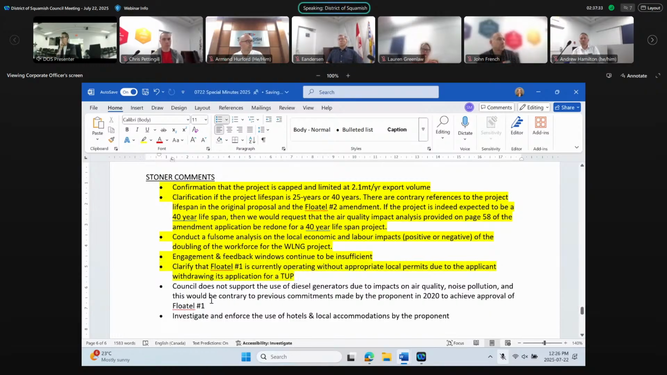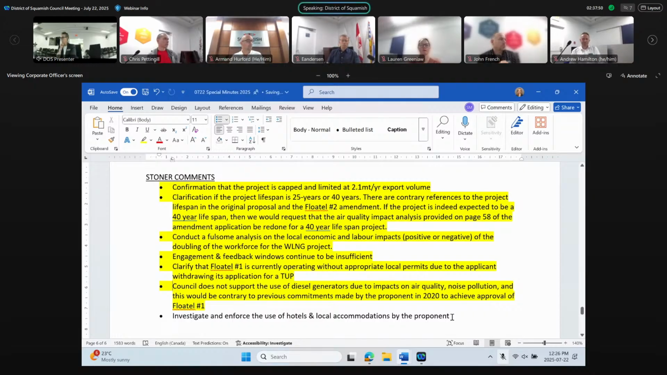The concerns there, it was a condition of the previous permit. Again, no, I don't see any issues there. And then investigate and enforce the use of local hotels and accommodation by the proponent. So I think we have that.